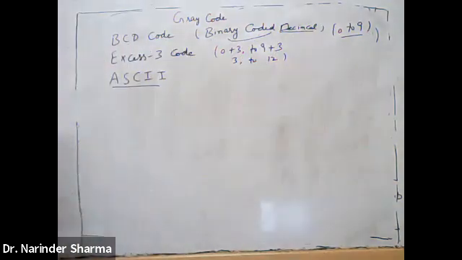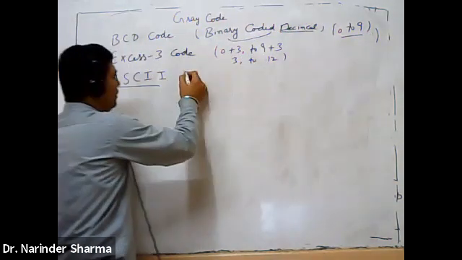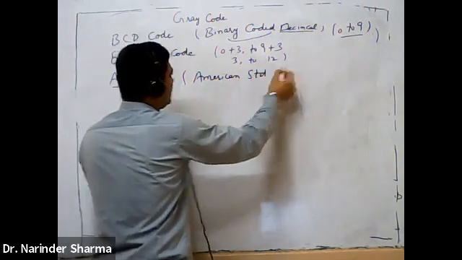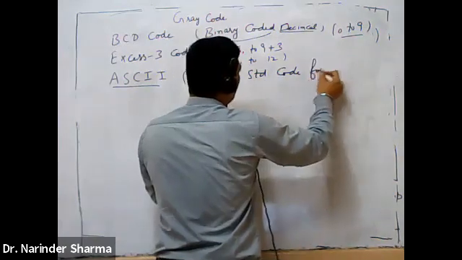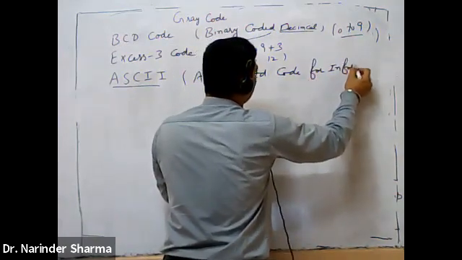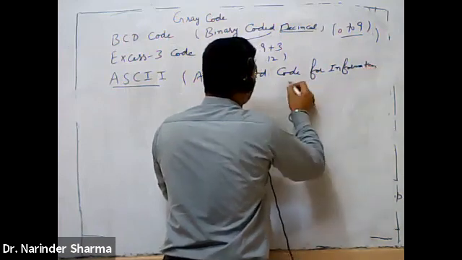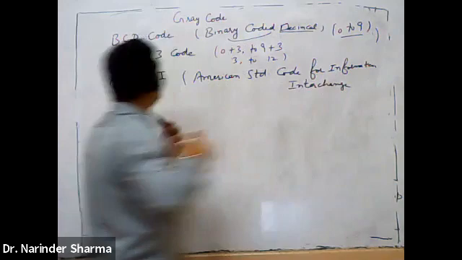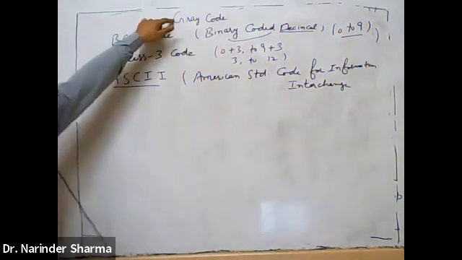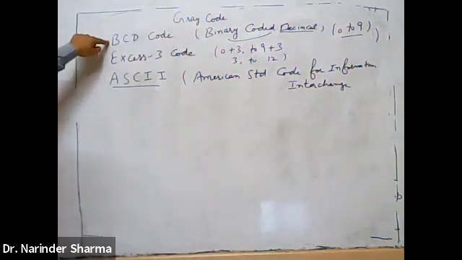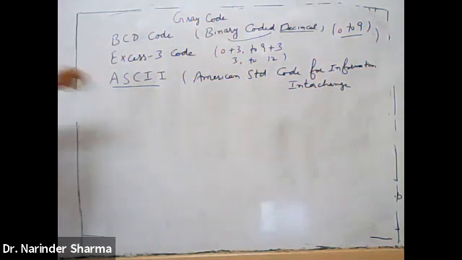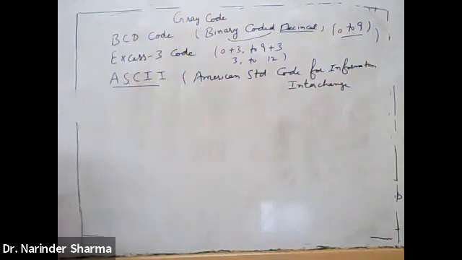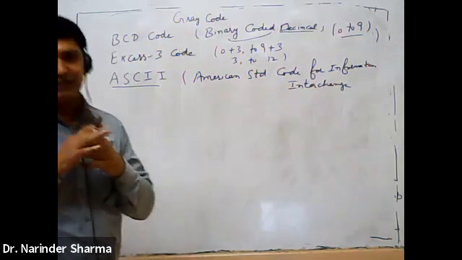ASCII stands for American Standard Code for Information Interchange. Gray code is also known as cyclic code. Then there are binary coded decimal, Excess-3, and ASCII code. Gray code does not come under the arithmetic codes. The rest are the arithmetic codes or mathematical codes.